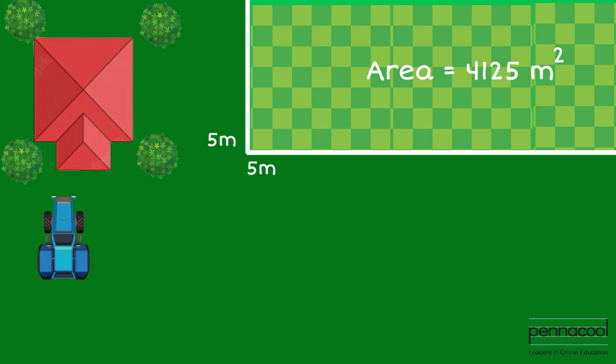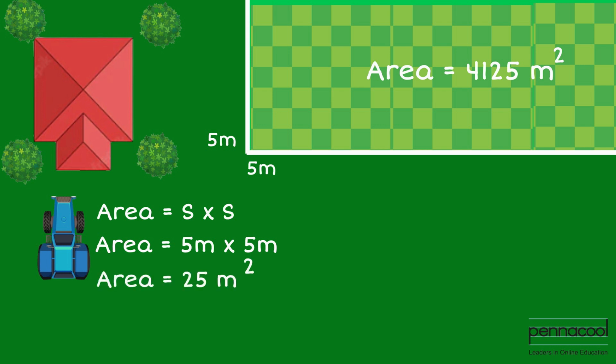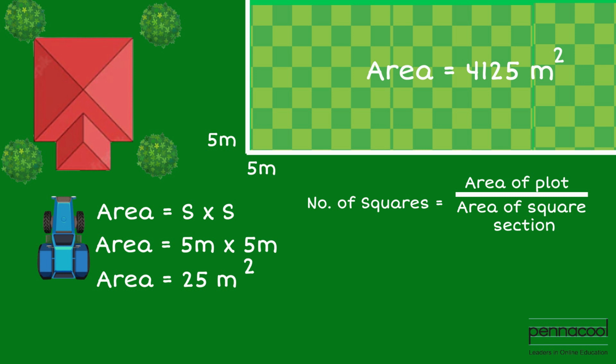To solve this problem, Mandy must find out how many times the area of the small squares can fit into the large rectangular area. She must divide. The area of the square sections is side multiplied by side. In this case, 5 meters multiplied by 5 meters, which is equal to 25 meters squared. The number of square sections she can fit within the rectangular plot will be the area of the entire rectangular plot divided by the area of each square section.